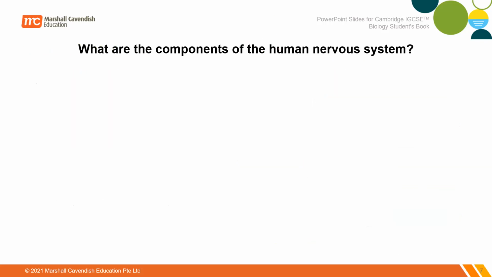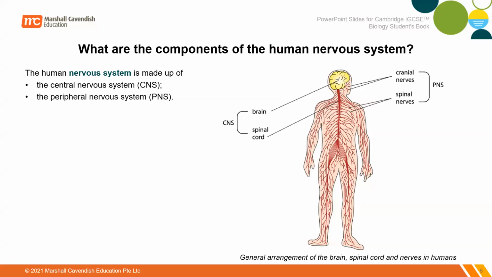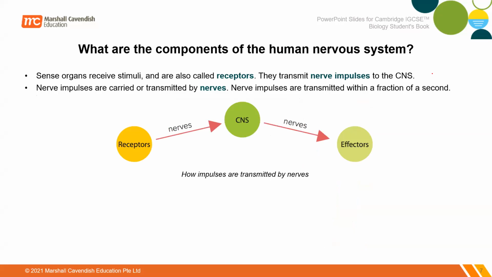What are the components of the human nervous system? The human nervous system is made up of two main parts, the central one and the peripheral one. We will not talk about the peripheral nervous system. All of the cranial nerves and spinal nerves extending from the central nervous system make up the peripheral one, but you will not find any question related to this, honestly. The central nervous system is made up of the brain and spinal cord.